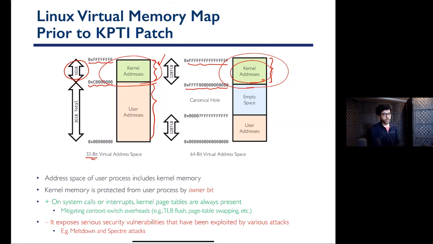Now, this is the plus which motivated this mapping. On the downside, I think the Meltdown and the Spectre attacks, which I think were in 2017, if I'm not mistaken, 2018, showed that this mapping has huge security risks.